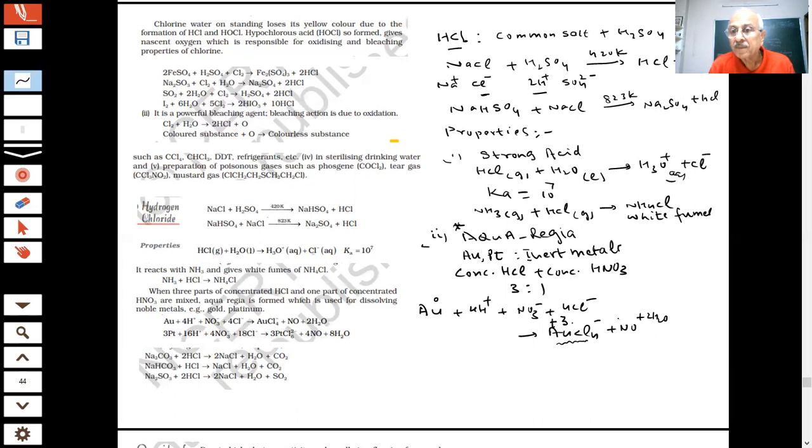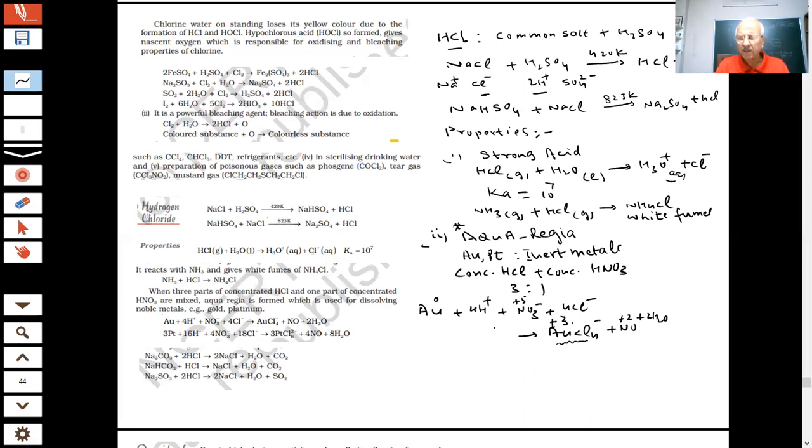It will be plus 2. What is the oxidation state of nitrogen here, students? In NO3 minus, it will be x minus 6 minus 1, so x is plus 5. Plus 5 to plus 2. Reduction.